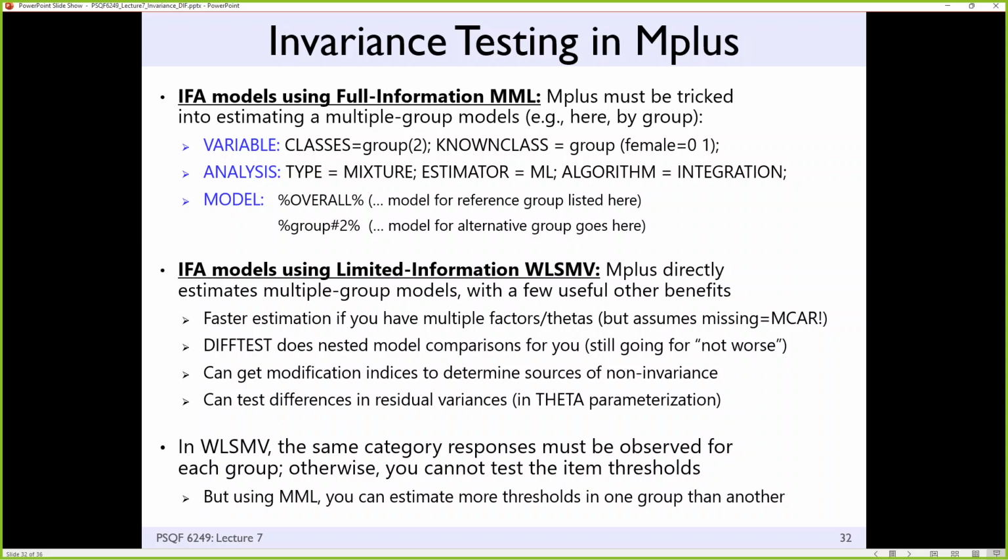So if you have an item that has 4 categories and one group used all 4, and another group only used the first 3, then you cannot do invariance on that item in WLSMV. It won't let you. What you would have to do is to force the 4s in the group that used it to become 3s to make them the same. You'd have to collapse the categories. And that should make you uncomfortable, specifically if you have a lot of people who've said 4, right? Because then you're just disregarding what they said. But that is what is required. That is an Mplus constraint, probably for convenience more than anything else.